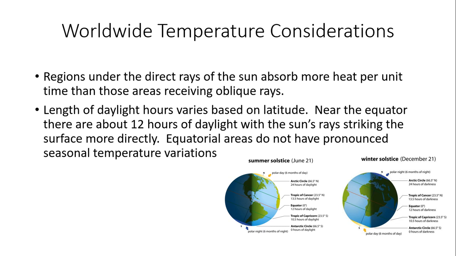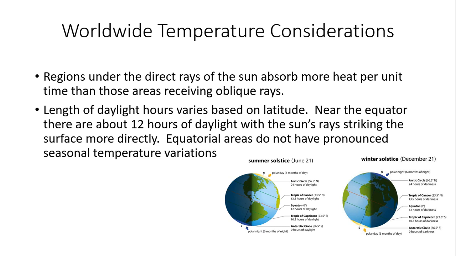Now, in the winter solstice, you'll notice as you go poleward towards farther north latitudes in the northern hemisphere, the amount of daylight decreases and decreases until it reaches a point where you have 24 hours of darkness around December 21st from the 66.5 degrees north latitude, the Arctic Circle, to 90 degrees north latitude, the actual North Pole. So, just wanted to really emphasize how the amount of daylight hours plays into worldwide temperature considerations. This is based on latitude.